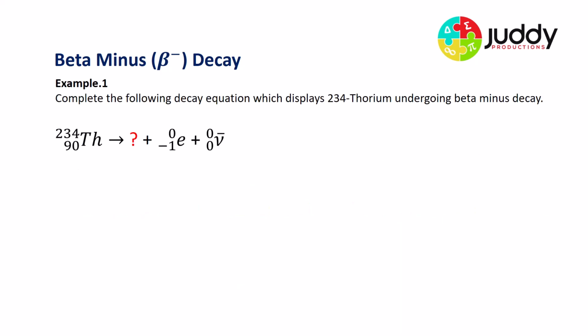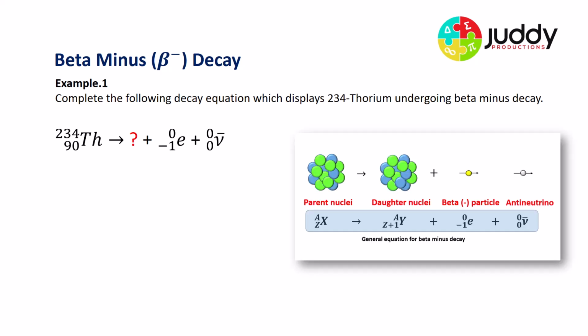Example number 1. Complete the following decay equation, which displays thorium-234 undergoing beta minus decay. So we're asked to solve this unknown, the red question mark. Here's our general equation for beta minus decay. Now we remember that during beta minus decay, the mass number of the daughter nuclei is identical to that of the parent nuclei, and the atomic number of the daughter nuclei increases by 1.